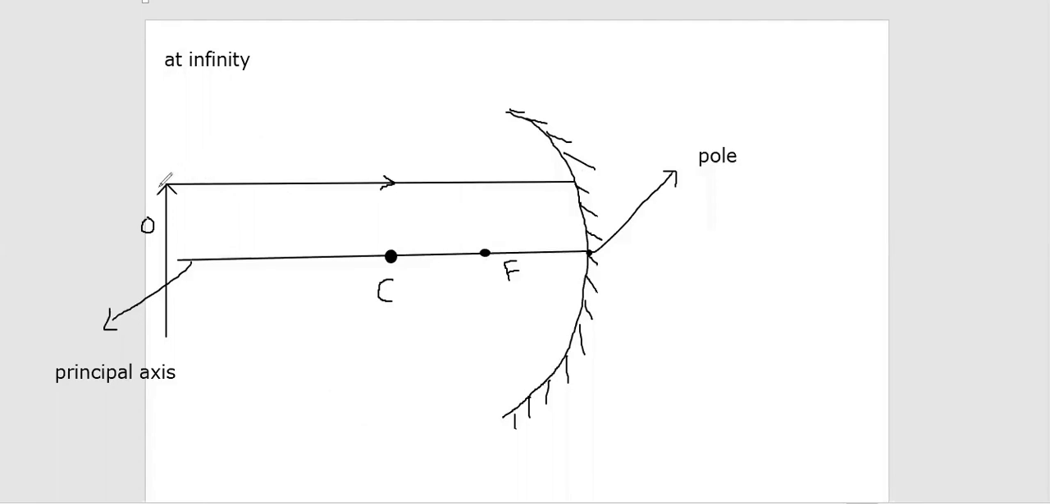From the object a ray of light is coming which is parallel to the principal axis. After touching the concave mirror, it will reflect and pass through the focus. Okay, it will reflect and come like this.